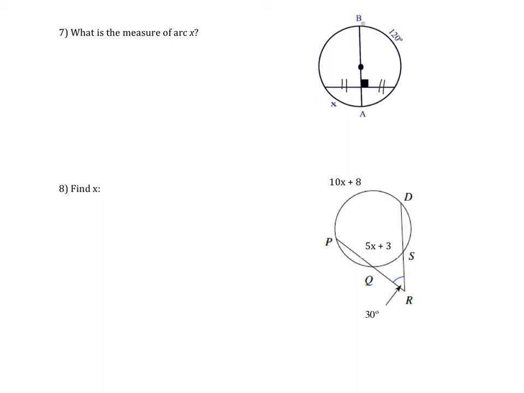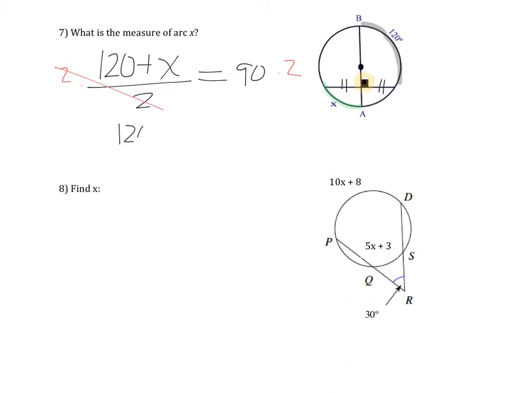So we are looking at this arc plus this arc divided by 2 is going to give me this angle, which does happen to be a right angle. So 120 plus my missing arc of x, divided by 2, will be 90 degrees. Multiply by 2 on both sides. And we get 120 plus x equals 180 degrees. Subtract 120 from both sides. And our x is 60 degrees.